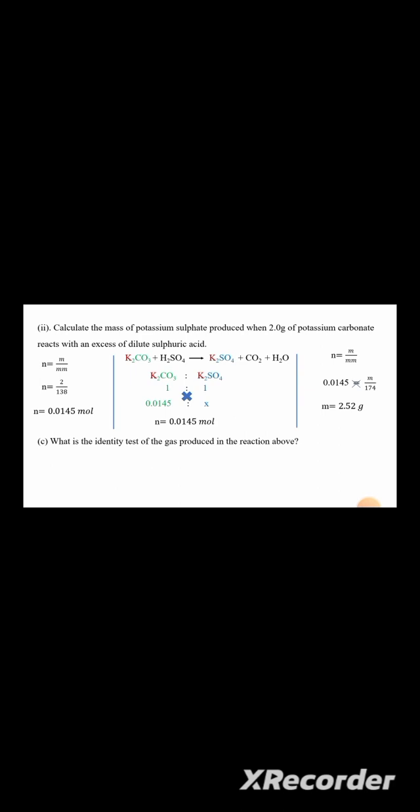Coming to C, what is the identity test of the gas produced in the reaction above? When you check the reaction, which gas is there? There's only carbon dioxide. So what is the identity test of carbon dioxide? This carbon dioxide you are seeing, its identity test is that it turns lime water milky. That is the identity test for carbon dioxide. It turns lime water milky.